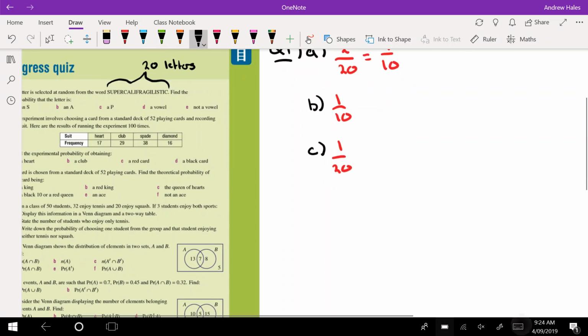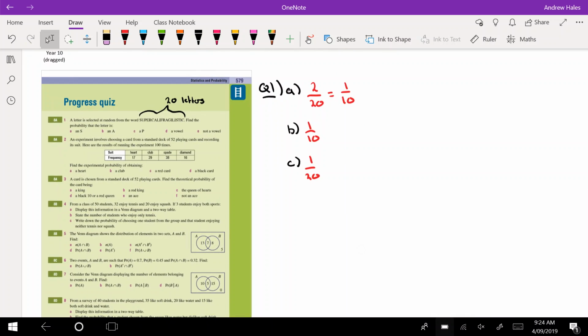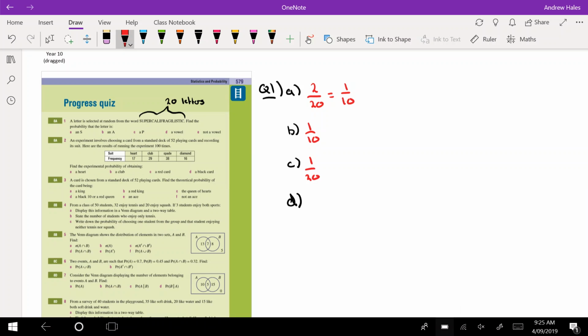Probability of the letter being a vowel. Remember, our vowels are A, E, I, O, and U, and so there are 8 vowels. We've got a U, we've got an E, A, I, I. 8 out of 20, which equals 2 out of 5, taking out that common factor of 4.